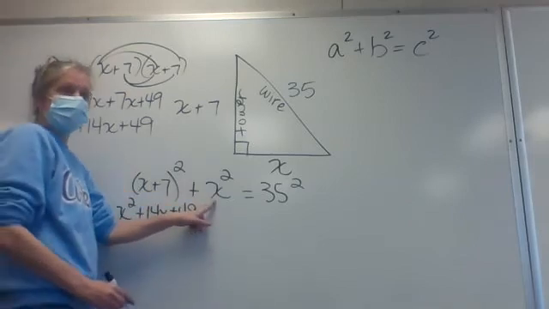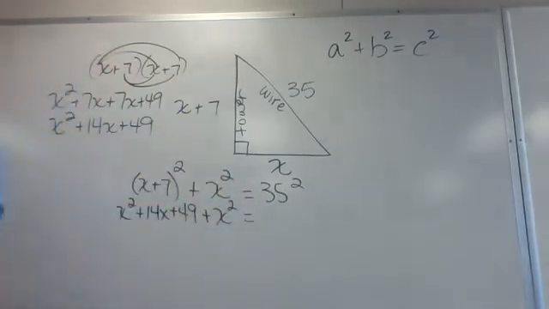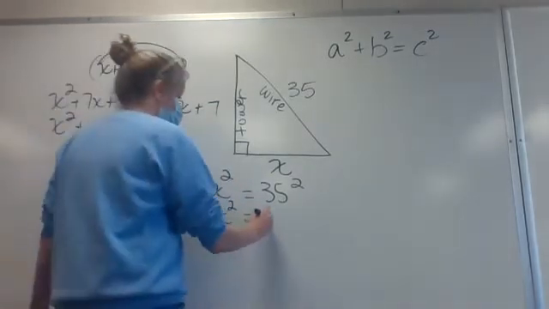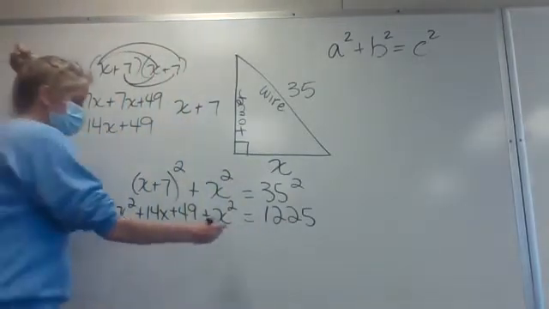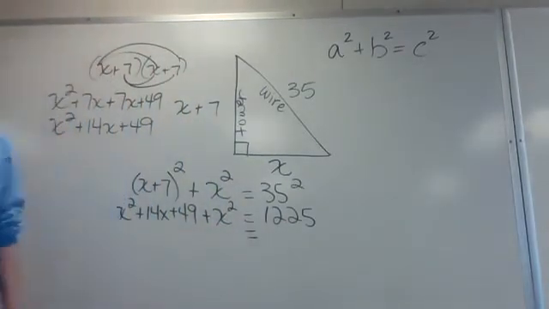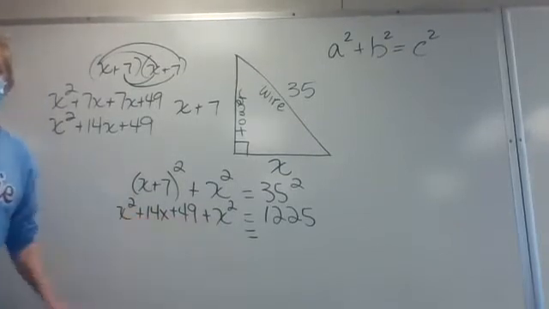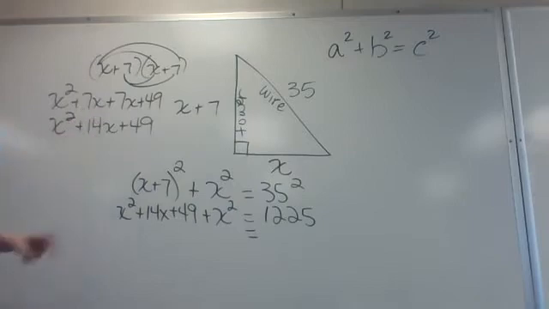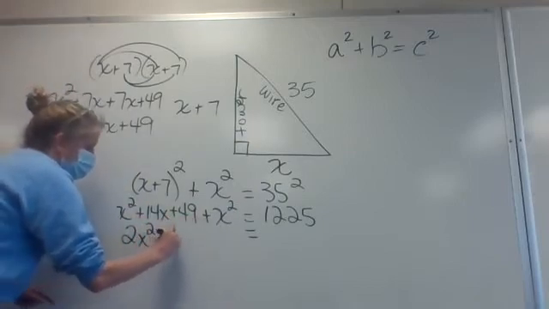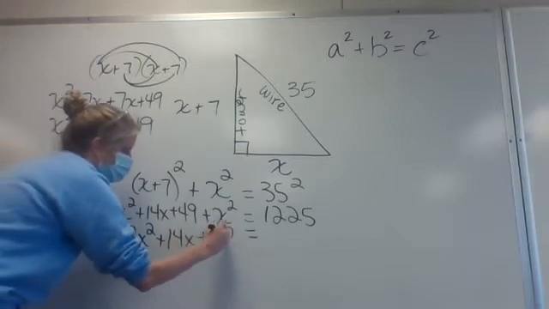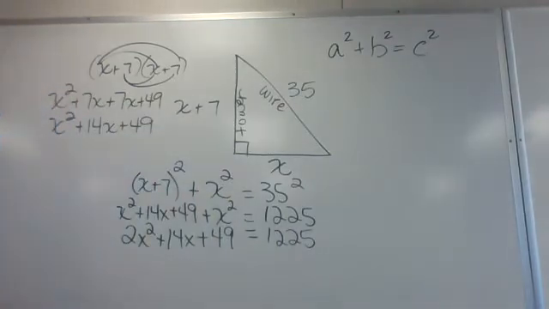Bring down this, plus x squared, equals 35 squared, which is 1225. Look at your left. Who can you put together on the left side of this? How many x squareds do you actually have? 2 of them. So I'm putting these x squareds together. So 2x squared plus 14x plus 49 equals 1225.